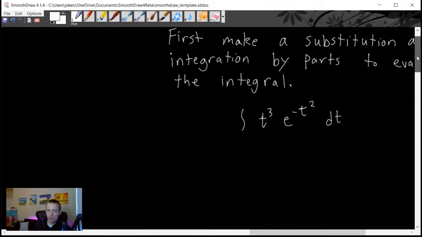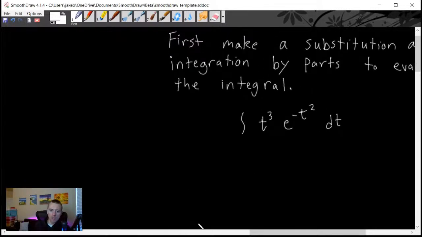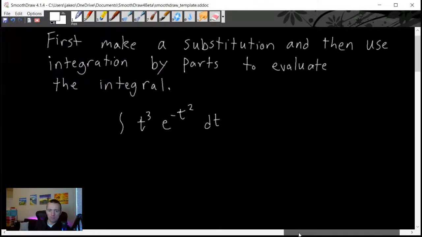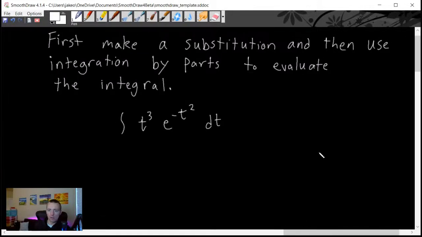All right, and I do have one more example for you guys here. I think it should be a fun one, kind of an interesting one, and the problem actually makes it pretty clear what is interesting about it. This problem tells us we're going to first make a substitution and then use integration by parts to evaluate the integral. So in this problem, we're going to have to use integration by parts and U-Substitution.